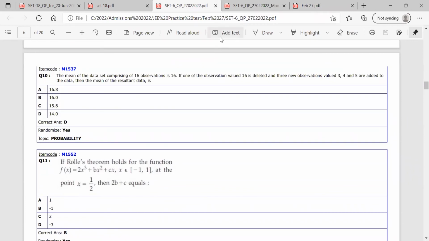It's an easy question which is asking something related to standard deviation. So the mean of the data set comprising 16 observations is 16. If one of the observations valued 16 is deleted and 3 new observations valued 3, 4, 5 are added to the data, what is the mean of the resultant data? So we have the mean of the data set comprising 16 observations as 16. One observation of value 16 is deleted and we have added 3 values to it, that is 3, 4 and 5. And we have to find out the mean of the resultant data.